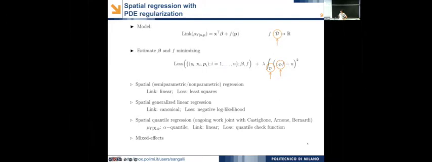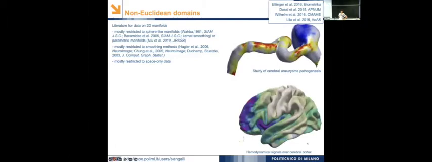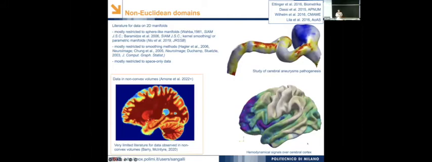About the domain D, I already mentioned that this can be a complicated domain. Let me just give you the background literature. Now, the literature for data observed over a two-dimensional manifold is mostly restricted to sphere-like manifolds, manifolds that can be represented by spherical coordinates. Of course, the type of application we deal with is outside this case. Outside of this specific case of spherical manifolds, the literature is mostly restricted to smoothing methods and to space-only data. And for what concerns the literature for data observed in non-convex volumes, that is even scarcer. Essentially, there aren't available methods capable of analyzing complex data observed in these non-trivial domains.